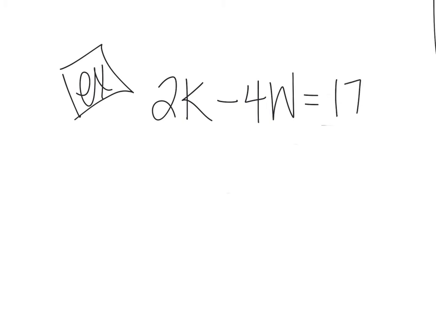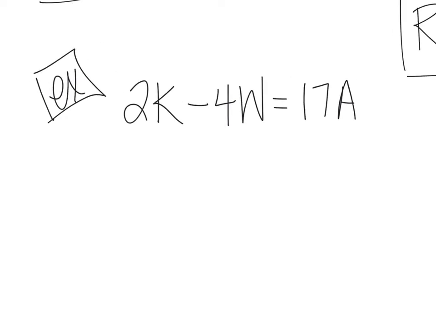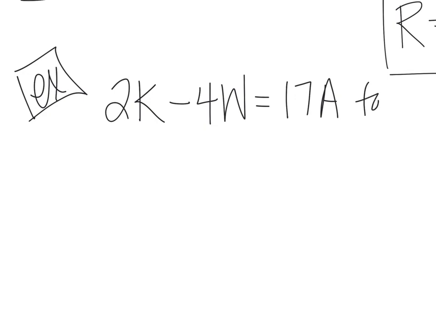Okay. So we'll do 2k minus 4w equals 17a. Whatever. So we're going to solve for k. So I'm going to put a box around what I'm solving for. And I'm just solving for k, y'all. I'm not solving for 2k, I'm solving for k.